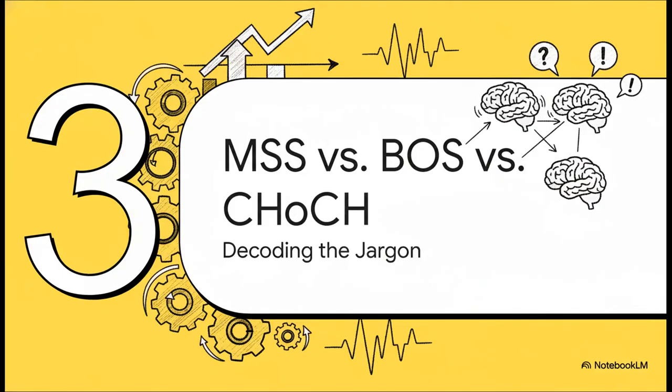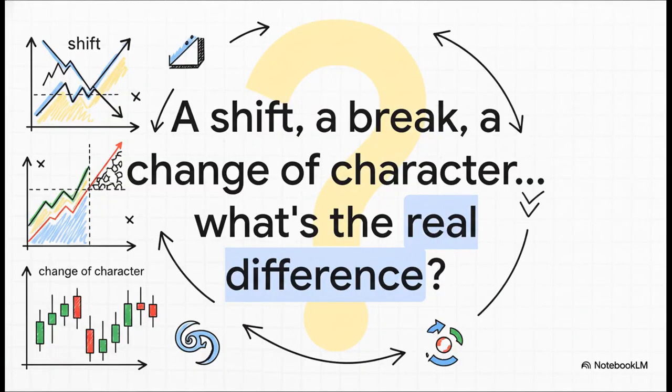Okay, let's tackle the alphabet soup of market structure. MSS, BOS, and CHoCH. I know, they sound almost the same, but they mean very different things. Getting them mixed up is like trying to use a hammer to turn a screw. So, let's get this straight. And it's a totally fair question. A shift, a break, a change of character. What is the real difference? Well, each one is telling you something very specific about what the market wants to do next. And confusing them is probably one of the fastest ways to end up on the wrong side of a trade.